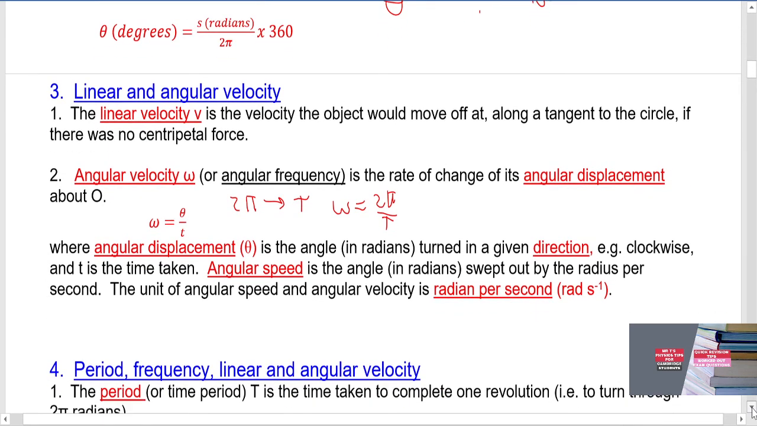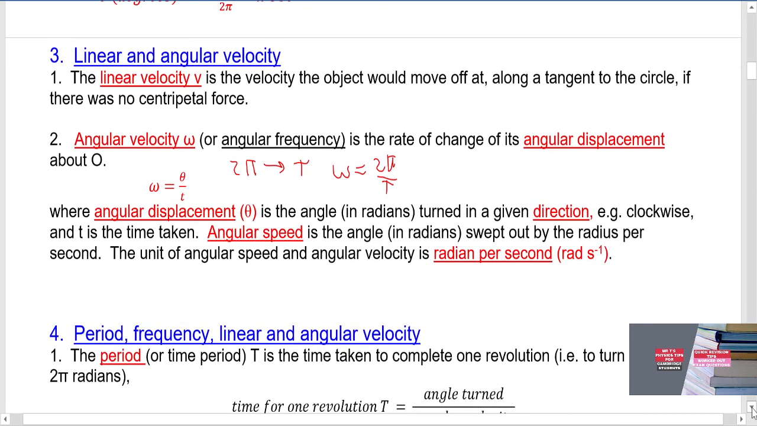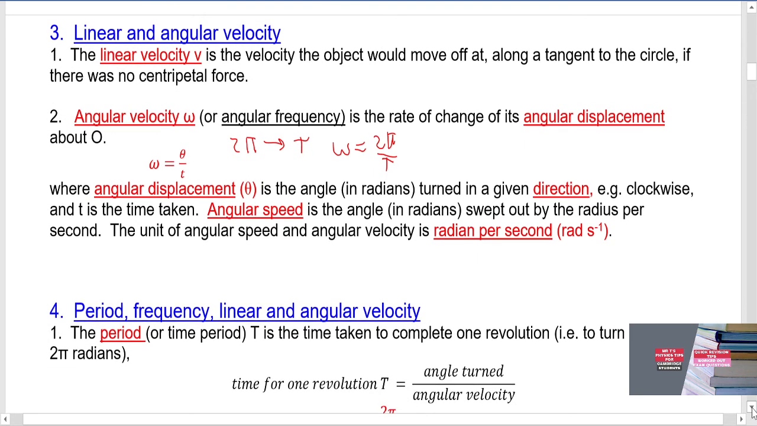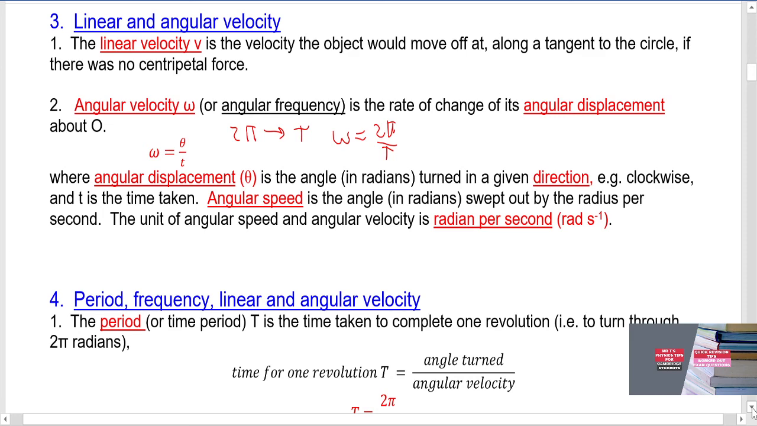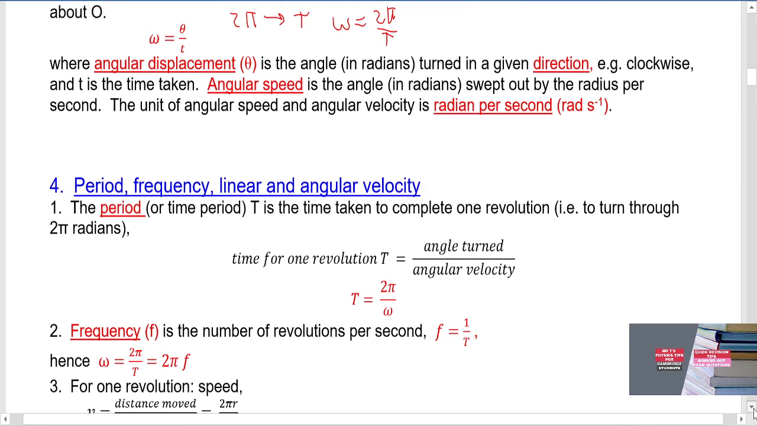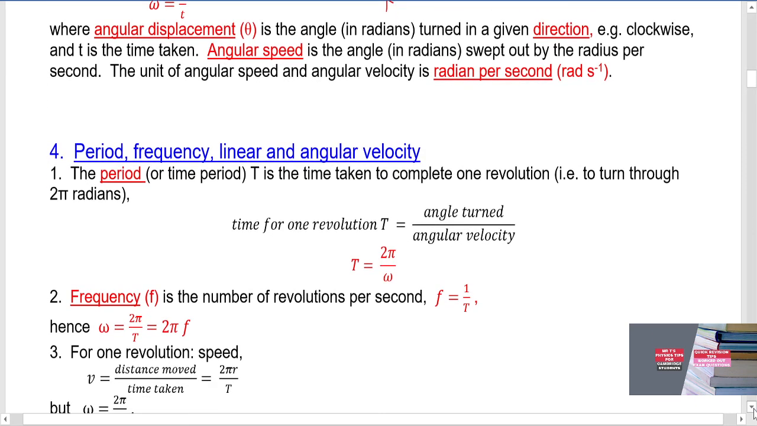Now, we look at the concept of period, frequency, linear and angular velocity. The period, or the time period, is the time taken to complete one revolution, that is to turn through 2 pi radians. So the time for one revolution, big T, is equal to the angle turned, 2 pi, over the angular velocity omega. This must always be remembered: T is equal to 2 pi over omega. Then frequency is the number of revolutions per second, so we can say f is equal to 1 over T. Hence, omega is equal to 2 pi over T, which is equal to 2 pi f.